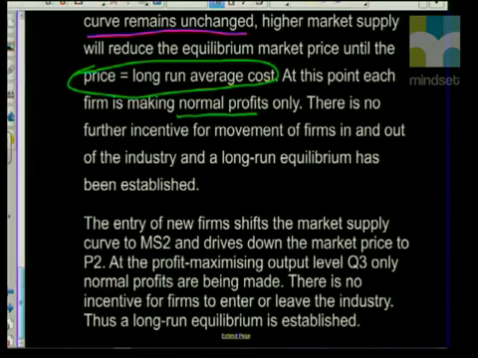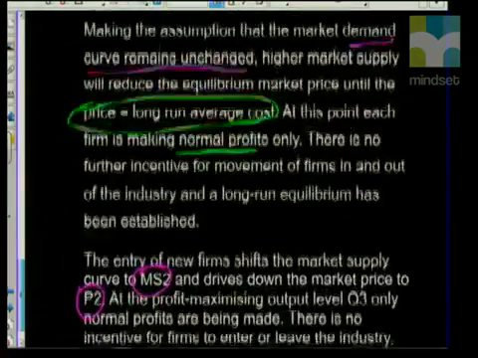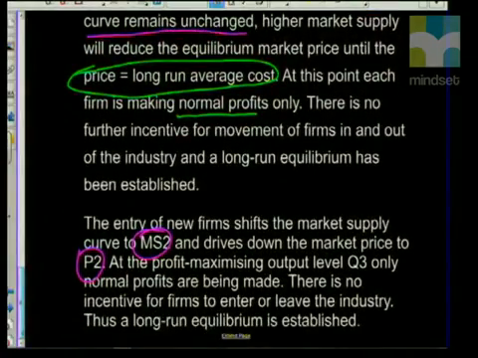The entry of new firms shifts the market supply curve to MS2, as I indicated, to the right, and it drives down the market price to P2. This I've indicated on the graph already. So new supply curve and a new price. There's the new supply curve. There's the new price. There's no incentive for firms to enter or leave the industry, thus a long-term equilibrium is established. That's all for section B.